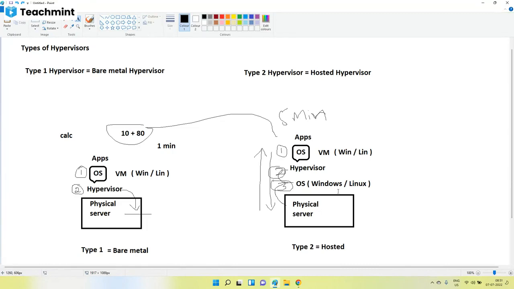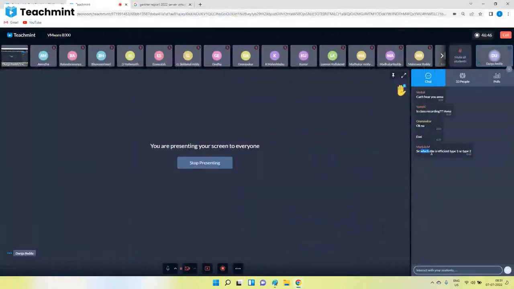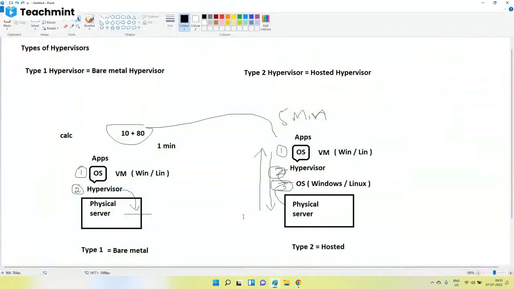It's not good for production applications or business applications. Nobody will use type 2 for business applications. Type 1 is the only one preferred. Is it clear, Manju? Type 1 is a highly efficient product for business applications. Fine. Type 2 is for personal use only. No one will use type 2.